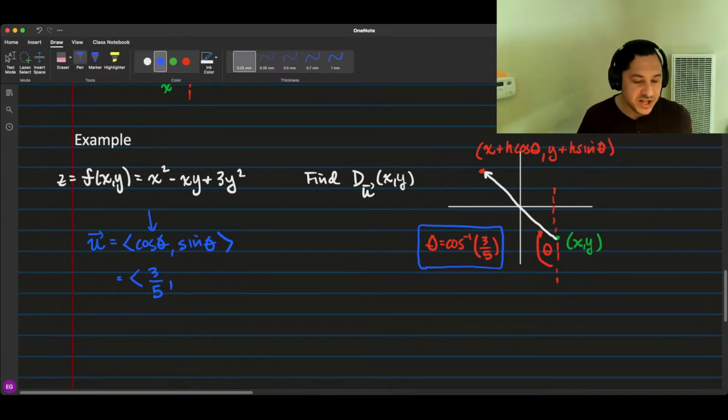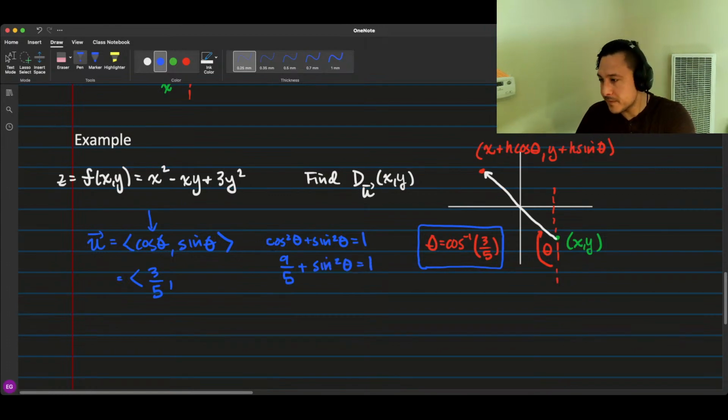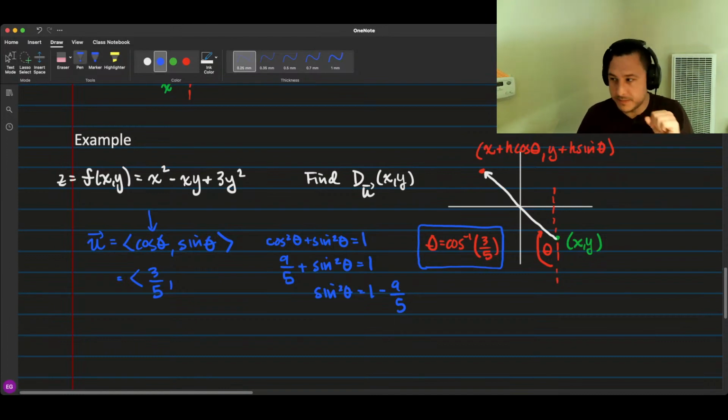Now, we need to figure out what the sine of this angle will be. You could just use a trig identity. We know that cosine squared theta plus sine squared theta equals 1, right? Our cosine is 3/5, so cosine squared will be 9/5. So we know that sine squared theta will be equal to 1 minus 9/5. I'm sorry, 9/25. I only squared the 3, not the 5.